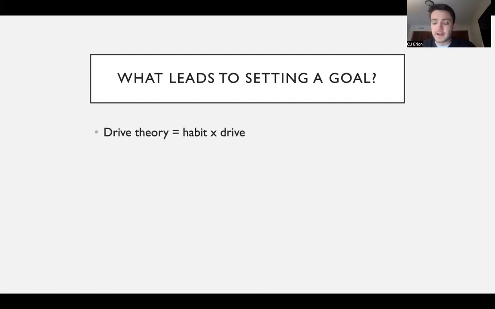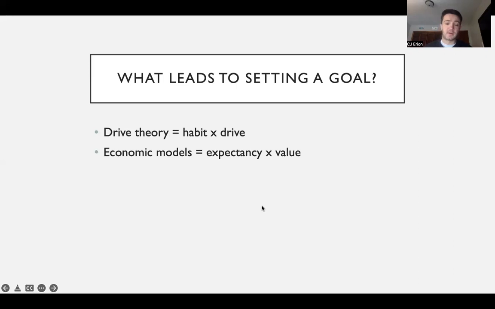So what leads to setting a goal? We've talked about a couple of theories that get at explaining this. First there's drive theory. This explains that behavioral intentions or behavioral goals that we have are a product of habit strength as well as drive strength. There are economic models which explain that goals come from various expectations that we have: expectations of success and expectations of a certain outcome. So we believe that at the end of this goal, there's something that we want, or that we want to avoid. And we also have the belief that we can attain this goal. If we have both of those two things, the likelihood of creating and sticking to this goal is higher.